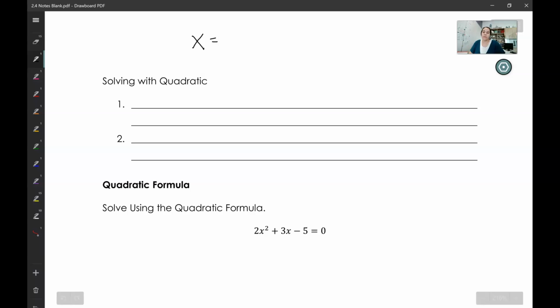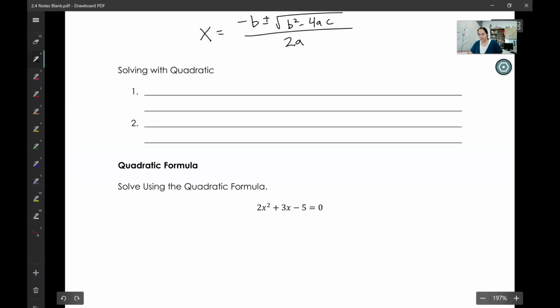Now, the quadratic formula needs to be memorized. There are lots of different memory tricks out there that you can use. You can Google or YouTube them. There are songs that can help you memorize it. Whatever you want to do, but this quadratic formula needs to be memorized. Negative b plus or minus the square root of b squared minus 4ac all over 2a. That's the quadratic formula. Now let's look at this first problem and talk about applying it.